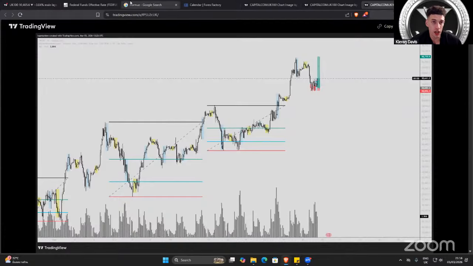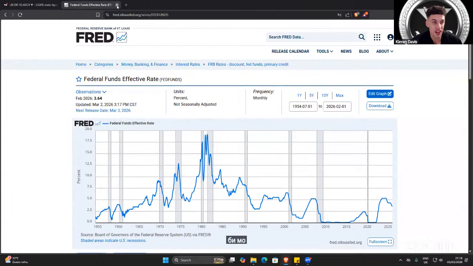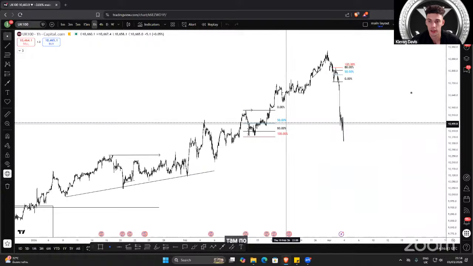Gold. I mean, it'd be more so on the short side, but there's nothing I want to do from a technical standpoint to trade it today.